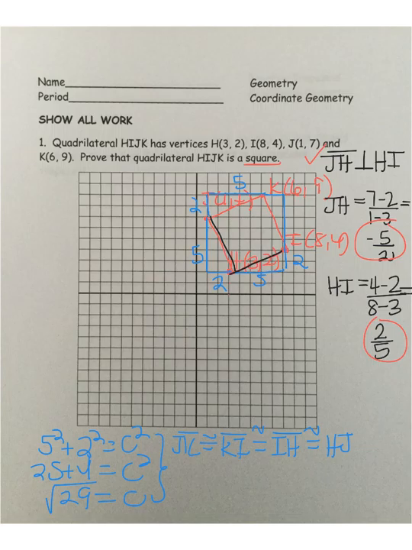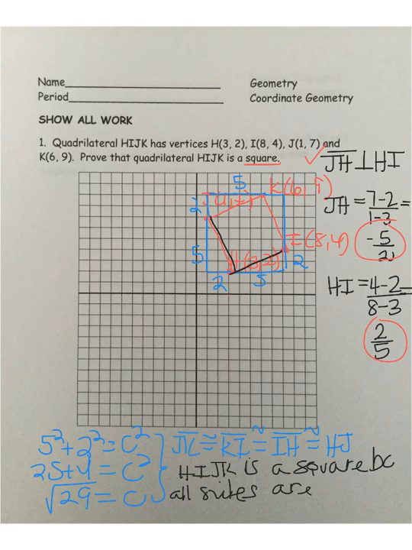Now we need to write a final statement. HIJK is a square because all sides are congruent and we have negative reciprocal slopes.